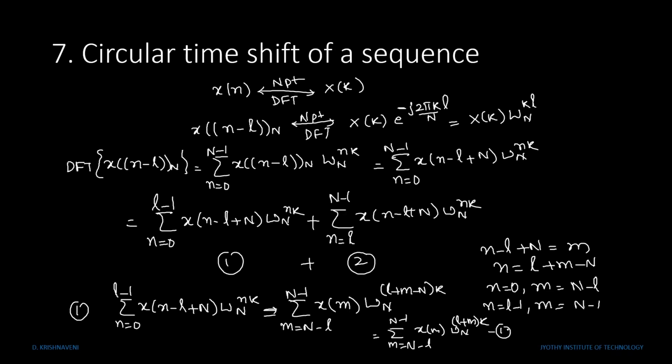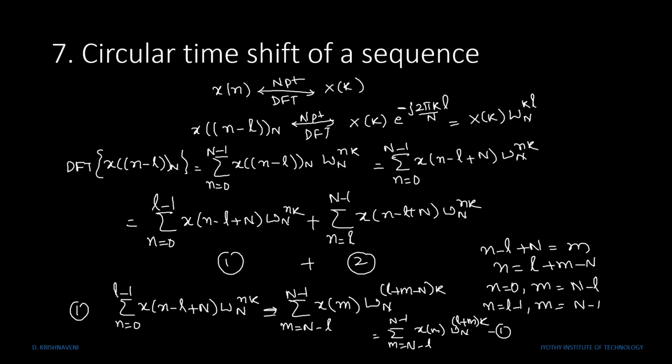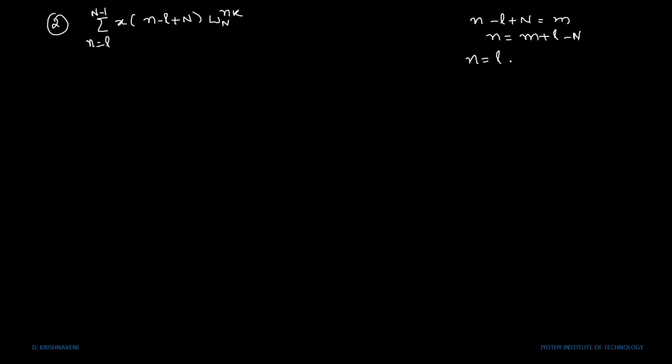Now we'll take the second one, summation n is equal to L to N minus 1 x of n minus L plus N, W_N to the power of nk. So here also, n minus L plus N can be written as m, or n will be m plus L minus N. And when n is equal to L, m will be equal to, here L minus L cancels, it will be equal to N. And when n is equal to N minus 1, if I substitute N minus 1 here, then we will get m is equal to 2N minus L minus 1.